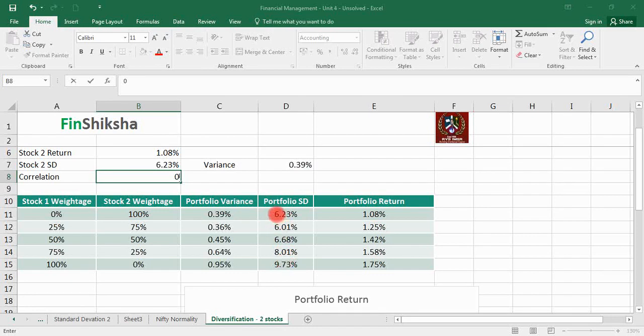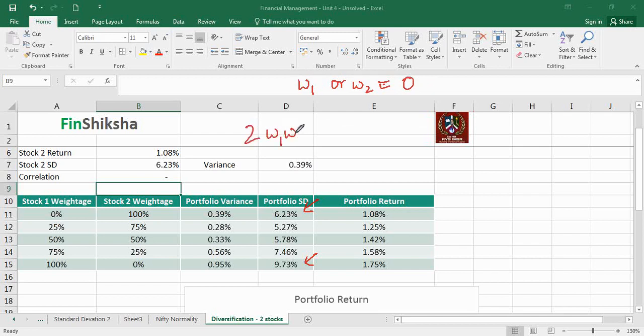Even within that, remember the beginning point and the end point are not going to change. The moment you have one of the stocks at the weight 0, you note 6.23 here and 9.73. I will press enter with this at 0, and you note that once again the values at the extreme points do not change. Why is that so? Because if W1 or W2 is equal to 0, then the entire term 2 W1 W2 sigma 1 sigma 2 rho of 1 and 2 becomes 0. So practically, the only thing that is left is W1 square sigma 1 square in one case and W2 square sigma 2 square in the other case.